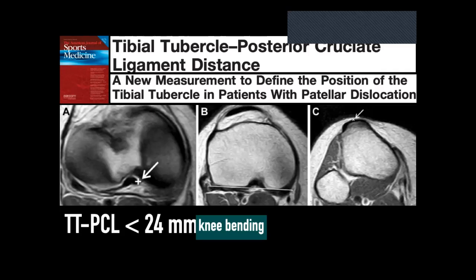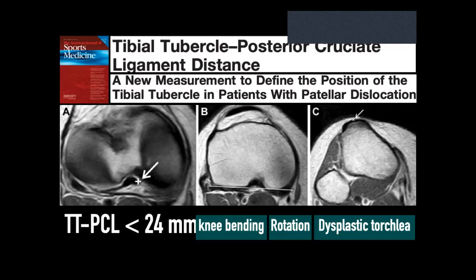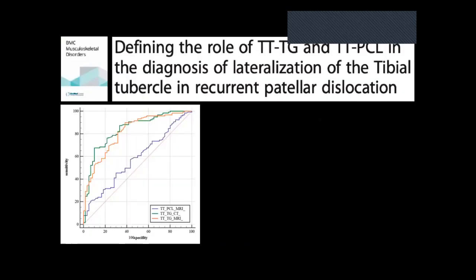Since it is only dependent upon the tibial parameters, that is the tibial tuberosity and the PCL, both from the tibia, the femoral condyle is not taken into account, because of which all those angle issues and rotational issues with the TTTG will be neglected by this. So knee bending, rotation, and dysplastic trochlea where the real sulcus is not visible, these all can be negated by this TTPCL distance. But it is still in the stage of research, and at present it cannot replace the TTTG.